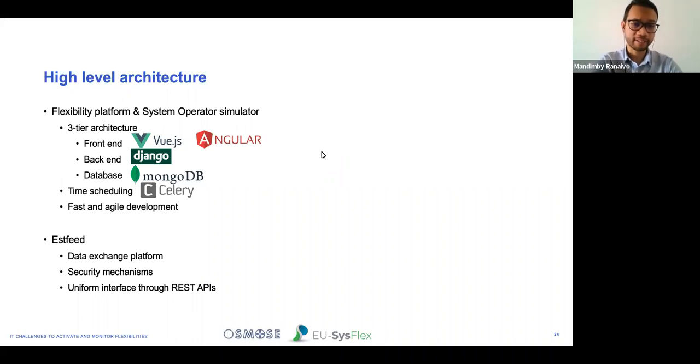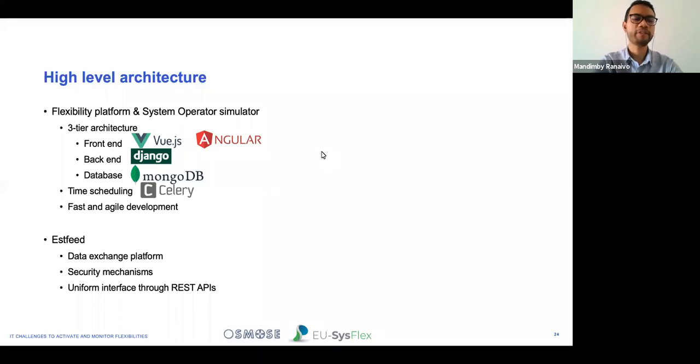And we had to rely on a tool for time scheduling as well, which is Celery. Those tools have been chosen to support fast and agile development, because during the development of this demo, the specifications were also described and updated in parallel. So we have to be agile and react quickly to the updates of the specifications.